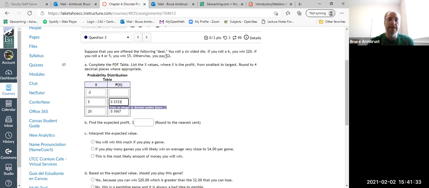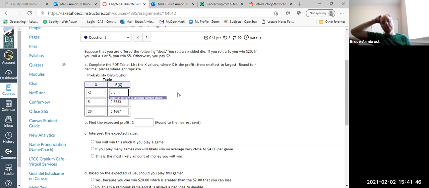And then lastly, to end up losing $2, that's going to happen if we roll anything else, and the other possibilities are 1, 2, and 3. So that's a 3 out of 6 chance, or 0.5. So half the time, we're going to end up owing $2. A third of the time, on average, right? Remember, probabilities are on average. A third of the time, we're going to win $5, and 1/6 of the time, we're going to win $20. All right, so our 3 outcomes and their 3 probabilities.